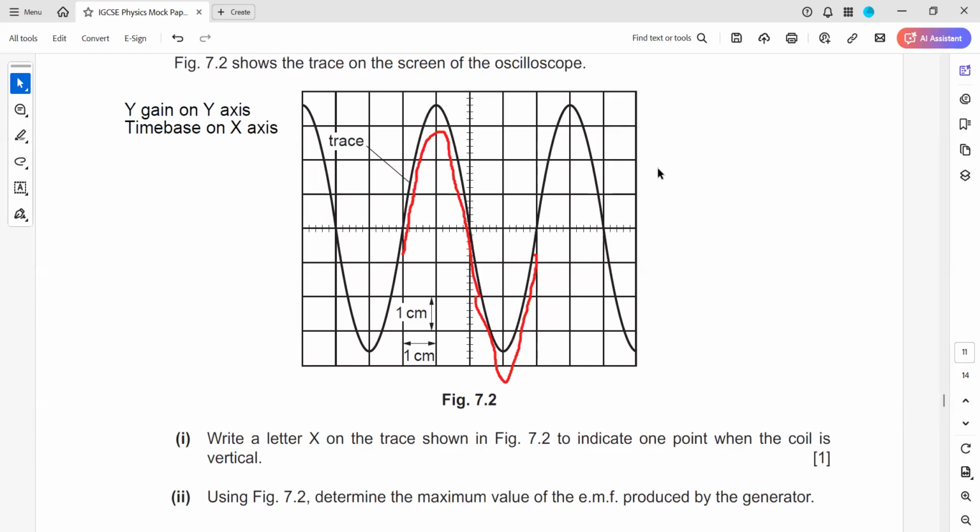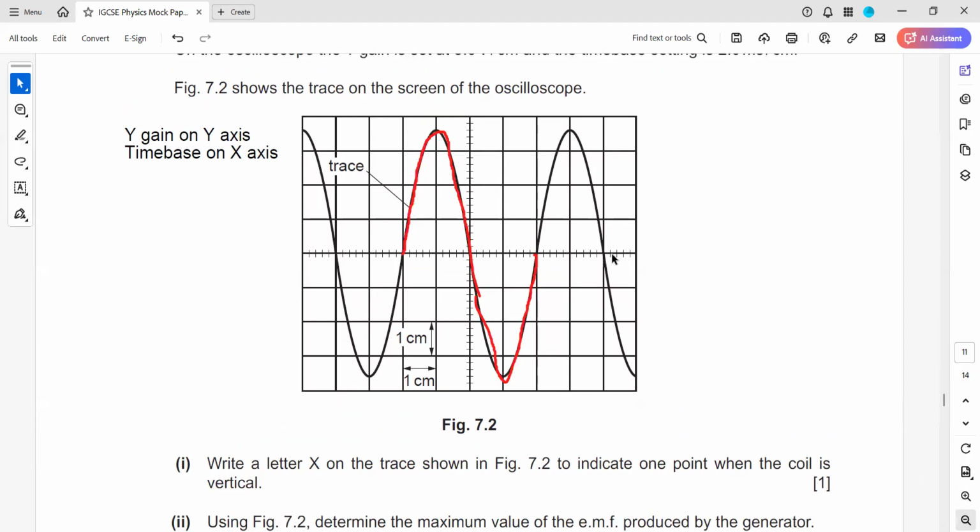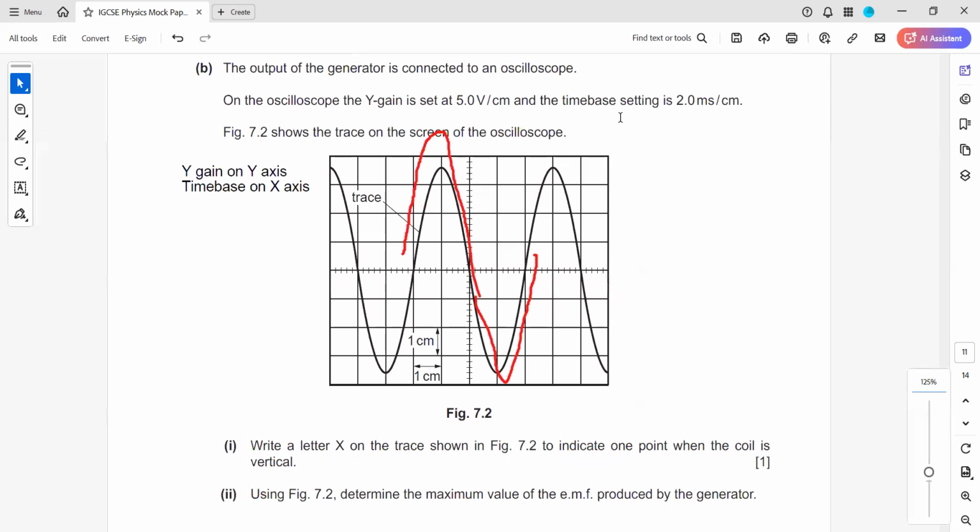The x-axis is 2 milliseconds. The time base setting is 2 milliseconds per centimeter, which means one box is equal to 2 milliseconds. So this is one box, which is 2, then 2 boxes, 3 boxes, 4. So how many centimeters? Four boxes are there. So 2 milliseconds is equal to 1 centimeter, one box.